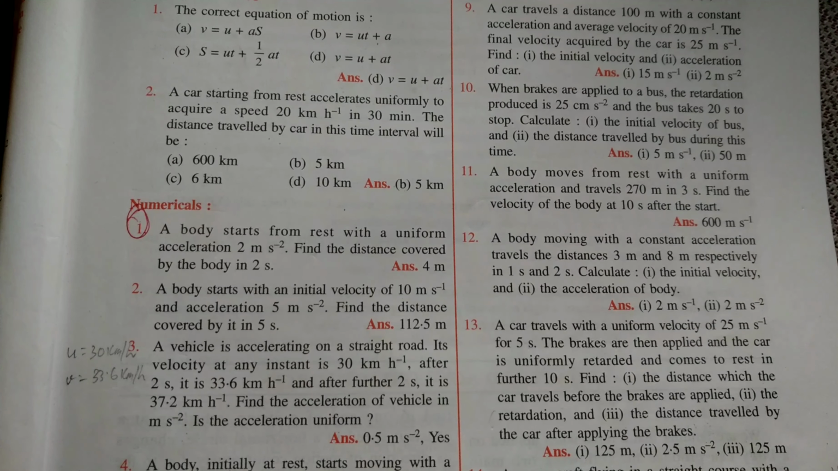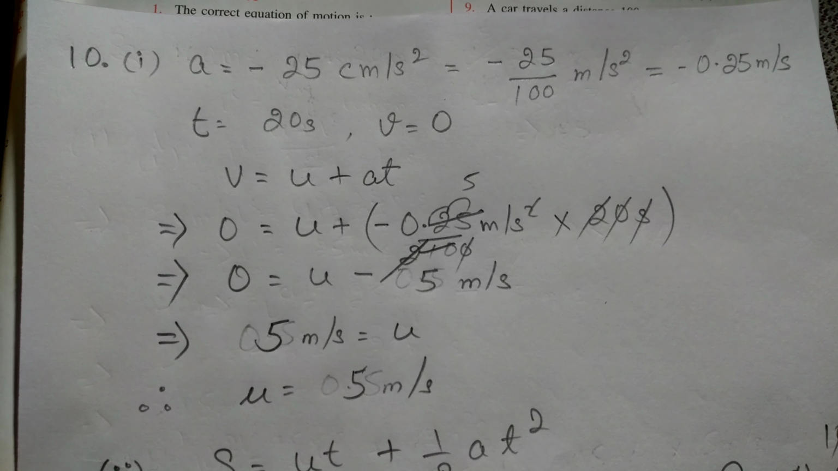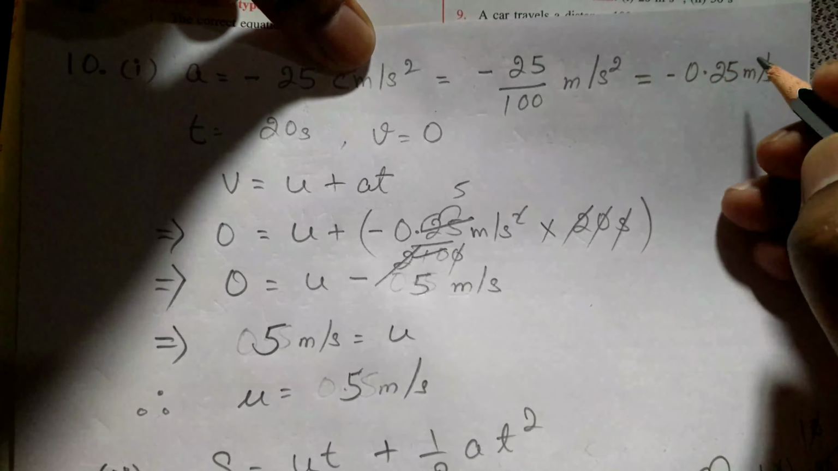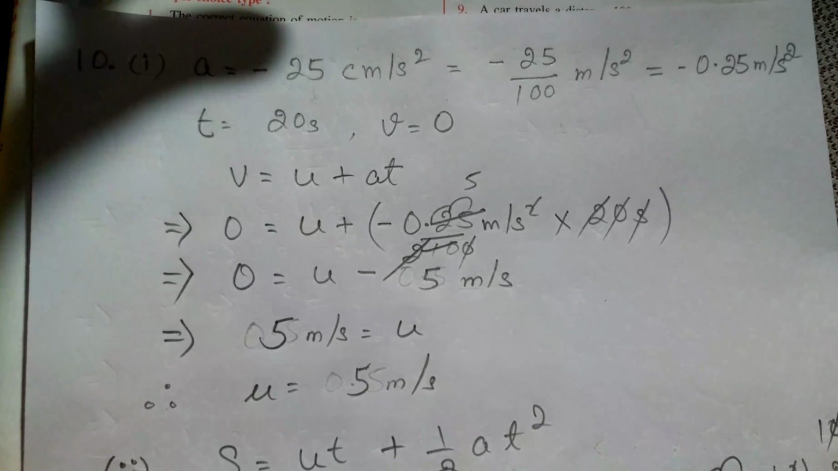Okay, I have solved it here. Number 10, you can refer to the solution here. A is given, which is retardation, equal to minus 25 centimeter per second square. This centimeter needs to get converted into meter, hence I am dividing it by 100. After dividing, I am getting minus 0.25 meter per second square. Time given to us is 20 seconds. Final velocity is 0. I always forget to write this square here, so please be careful.